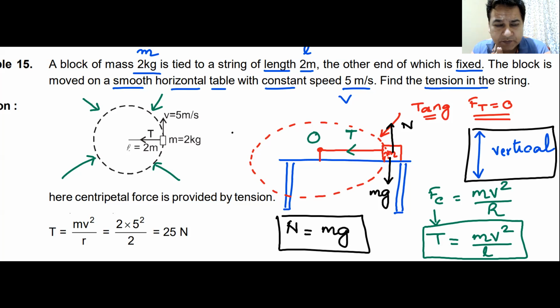I hope everyone has noted down the solution. The red equation, no equation in the tangential direction: Ft is 0. The green equation, in the centripetal direction, tension is equal to mv square by L. The black equation, in the vertical direction, there should be no forces. Forces should balance. N is equal to mg.